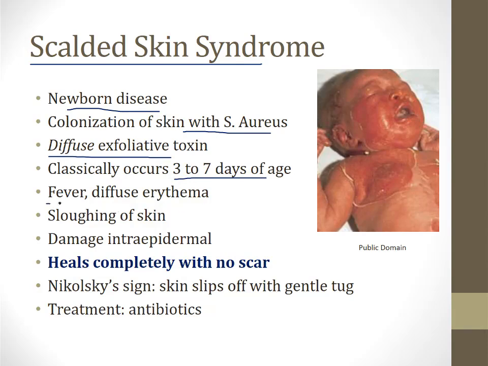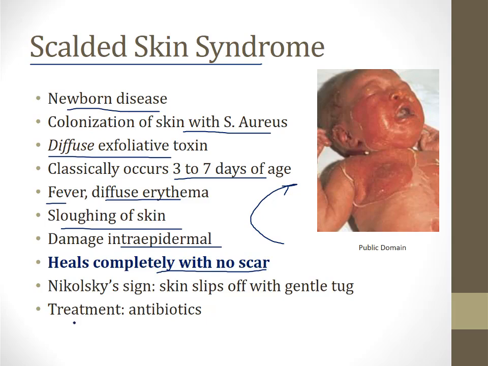The baby can develop fever and then diffuse erythema, and the skin can begin to slough off. This is a picture of a baby with the scalded skin syndrome here. You can see that the skin is peeling or sloughing off. Now remember what I told you on the last slide. The damage in scalded skin syndrome, just like the damage in bullous impetigo, is intraepidermal. The toxin produced by Staph aureus is affecting the granular layer of the epidermis. What this means is that even though this looks scary in a newborn baby, the skin will peel off and then it will heal completely with no scar because the dermis and the basal layer of the epidermis remain intact.